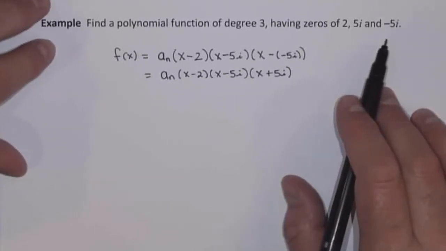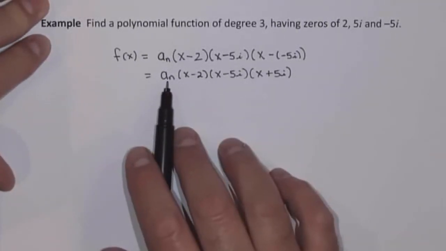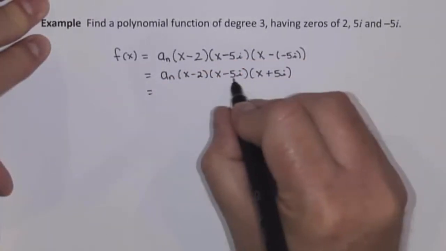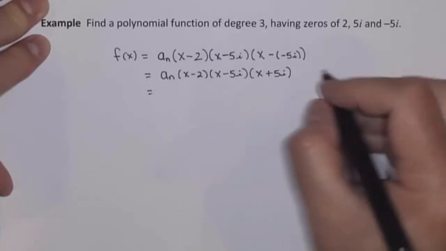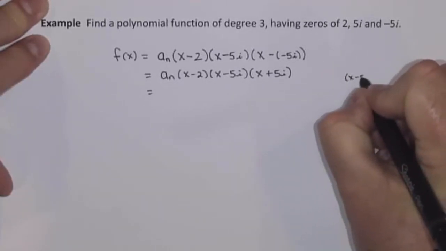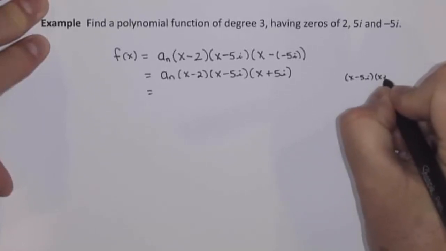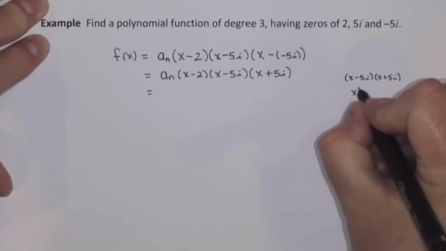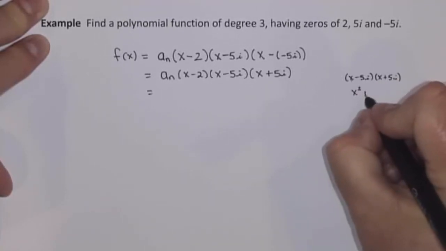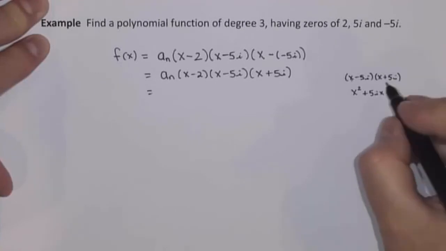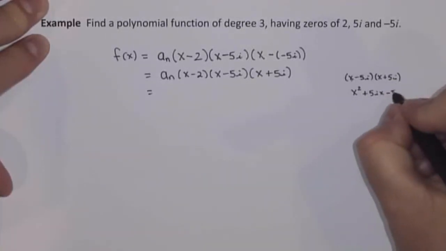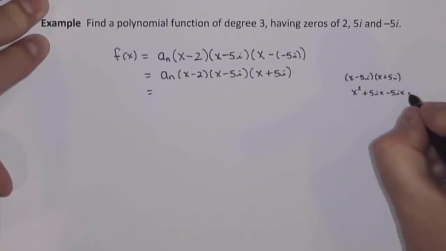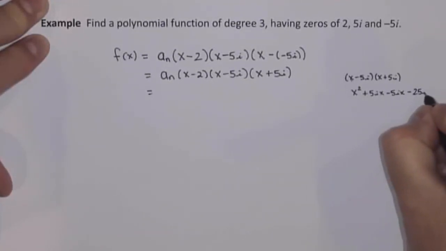Now as a general rule, we're going to want to multiply this out. And this a sub n could be any constant. So I'm going to begin by multiplying out the x minus 5i times the x plus 5i, and I'm going to just do that over here on the side. So if we do that, x times x is going to be x squared. X times 5i is going to be 5ix. Minus 5i times x is going to be minus 5ix. And minus 5i times plus 5i is going to be minus 25i squared.